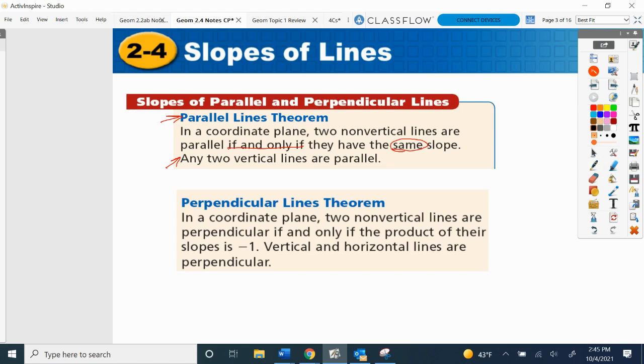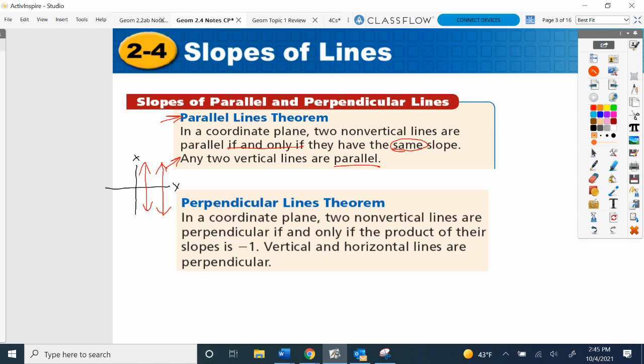What they mean is, if you had a coordinate grid like that with your x and y axes, and you had two perfectly vertical lines, and we could tell that they were perfectly vertical, then we could identify them as being parallel right away without doing any calculations whatsoever.